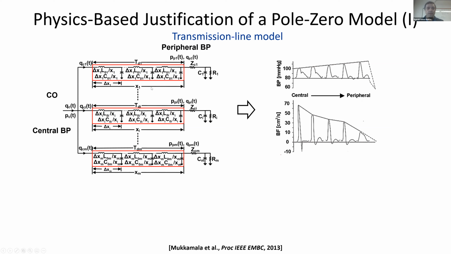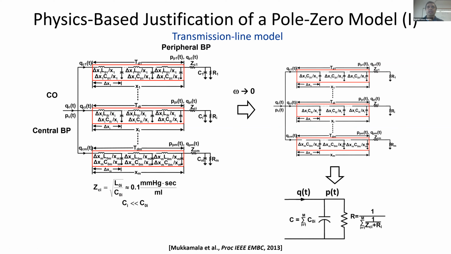And furthermore, consistent with our underlying idea, this model reduces to the Windkessel or RC circuit model as frequency declines. Since large artery characteristic impedance is usually in the range of 0.1 millimeter of mercury per millimeter per second, the inductors in the line short before the capacitors in the line open.